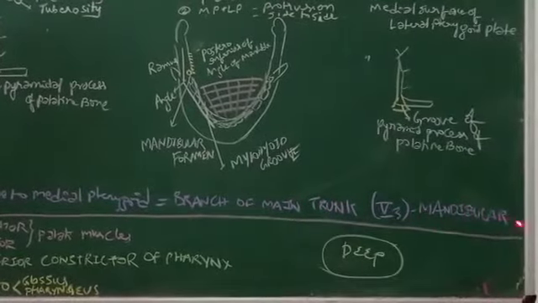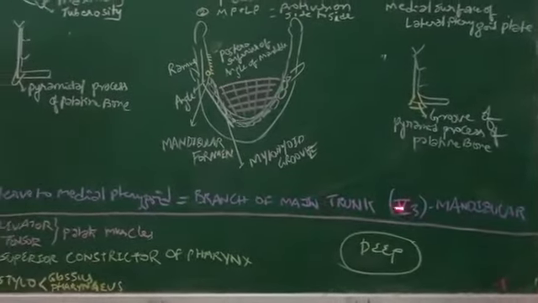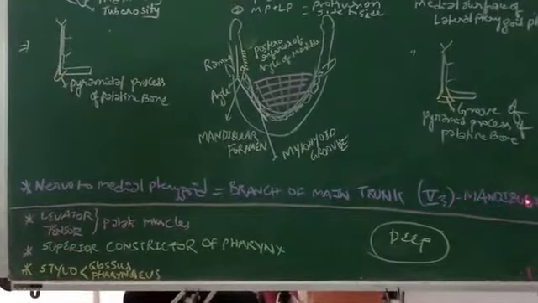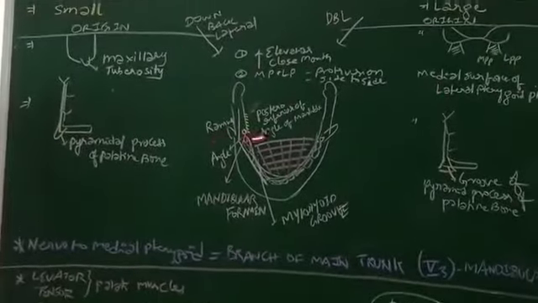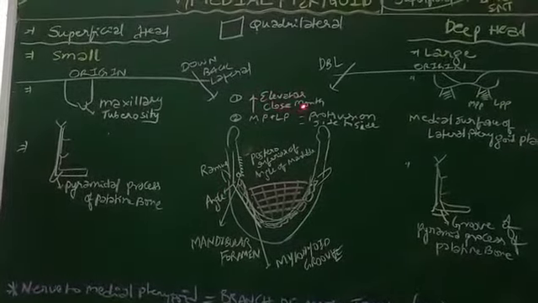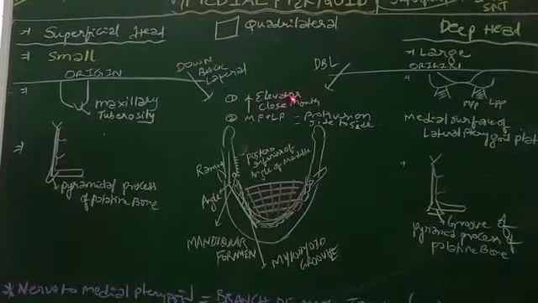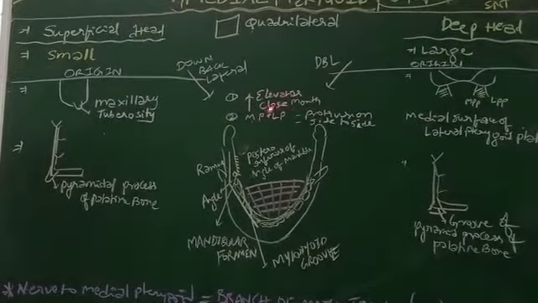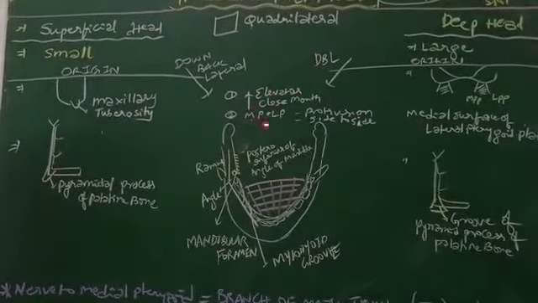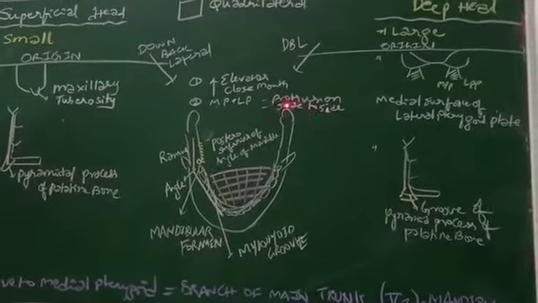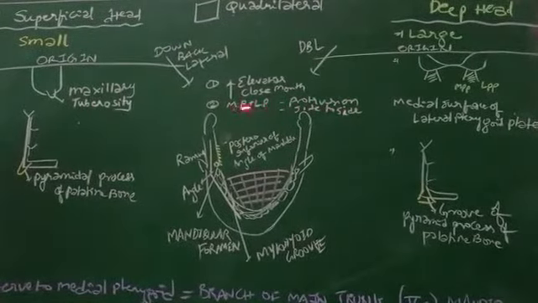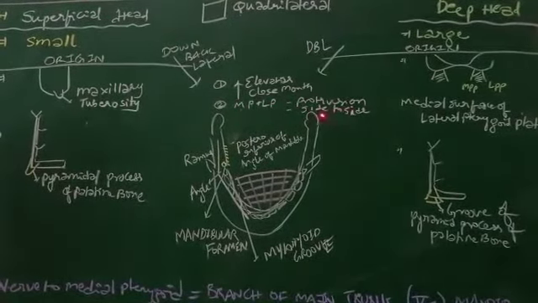Nerve supply is by the nerve to medial pterygoid, which is a branch of the main trunk of the mandibular division of the trigeminal nerve. Medial pterygoid as a whole acts as an elevator, that is closure of the mouth. Lateral pterygoid is opening of the mouth, this is closure of the mouth. Along with the lateral pterygoid, medial pterygoid acts for protrusion and side to side movements. Individually they act one after the other, causing side to side movements.